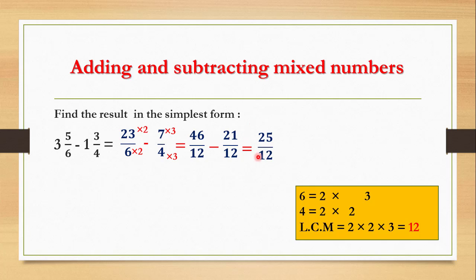Also, you can convert it into a mixed number if you want. 25 divided by 12, the nearest number is 24. We know that 2 times 12 equal 24. So the whole number is 2 and the remainder will be 1 over the same denominator 12.